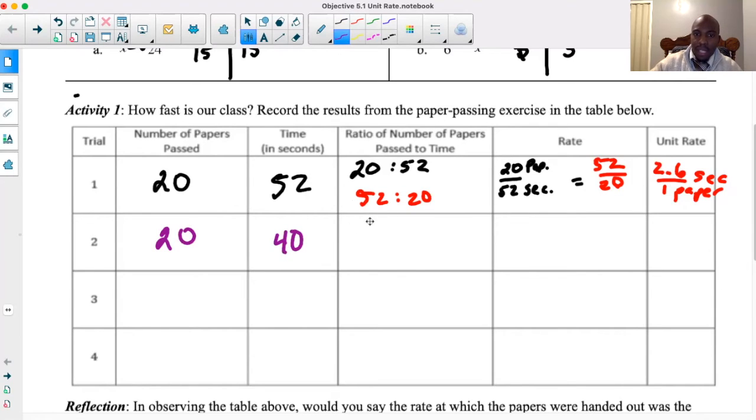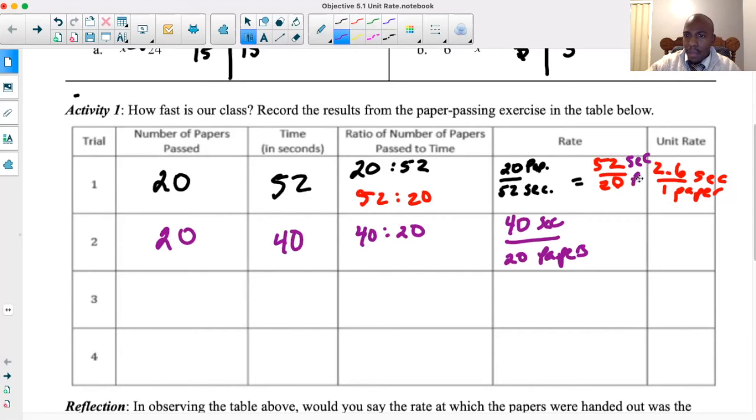And because we're going to flip these, it's going to actually be 40 seconds to 20 papers, which looks like this: 40 seconds to 20 papers. Now notice I'm keeping the units next to it, just like I did up there. This is seconds, this is paper. Both of these are correct, great. But if I want to find the unit rate, we're saying I want to figure out per paper. The word per paper is indicating I want to find one paper. Per paper means I want to find for every one paper, how long is it taking to be handed out?